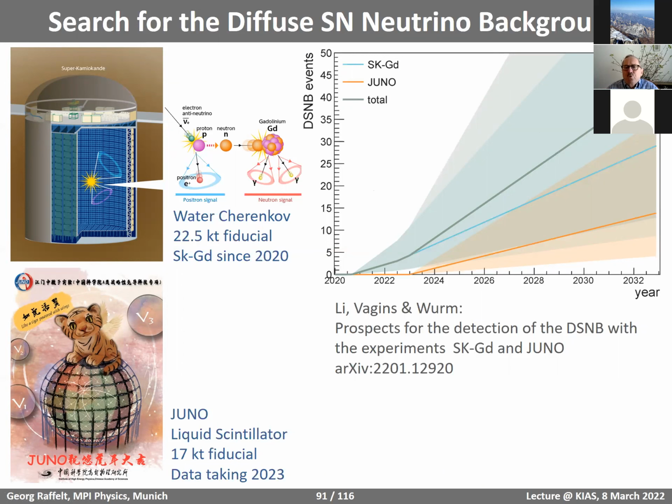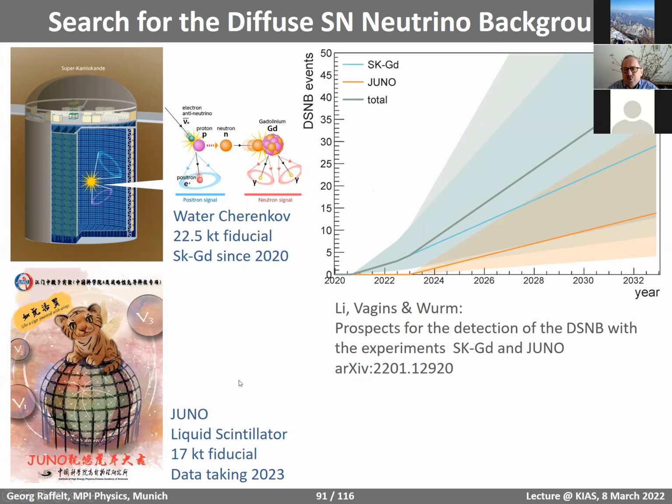And gadolinium is a good neutron capturing element, and therefore one can subtract background much more efficiently and identify the inverse beta decay by electron antineutrinos on protons. And so Super Kamiokande should be able to detect the DSNB over a few years.